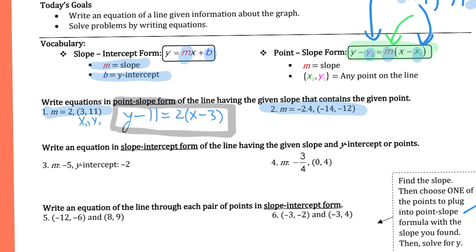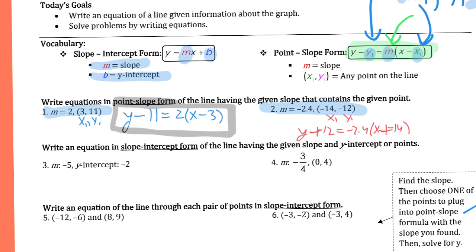The next question will be similar. Again, if you can find the slope or you know the slope and you know one of the points on the line, then you can write the equation. So this is x1 and this is y1. You're going to do y minus the y coordinate of the point that you know, negative 12, equals m, which is negative 2.4, and then x minus the x coordinate of that point, which is negative 14. If you ever see minus a negative, you should change it to a plus. And then that should be our answer.